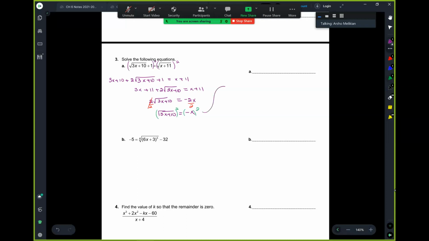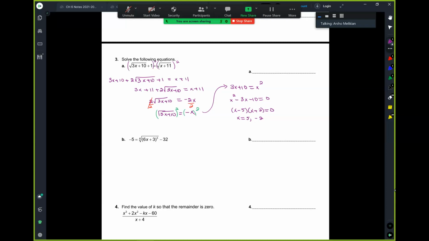So what do I get here? 3x plus 10 equals x squared. And I get a quadratic equation. So x squared minus 3x minus 10 equals 0. (x minus 5)(x plus 2) equals 0. x is 5 and negative 2.